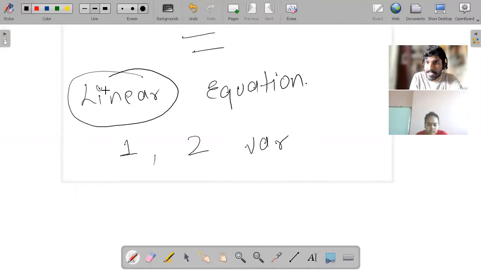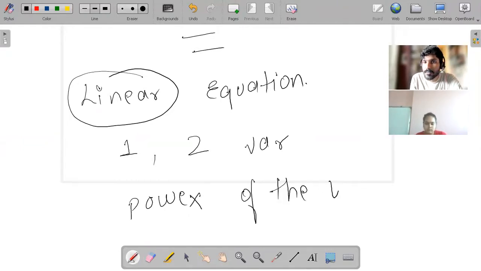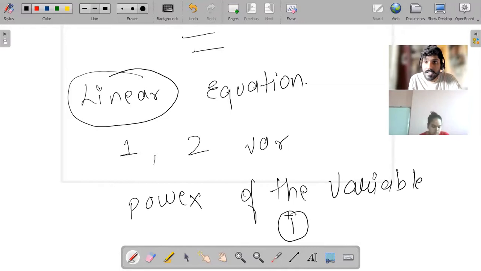It will be called linear when the power, or index, we say, of that variable is, how much should be for linear? One. Yes, one. So the power of that variable should be 1. If it is more than 1, then it will not be a linear equation. For a linear equation, the power of the variables should be 1.